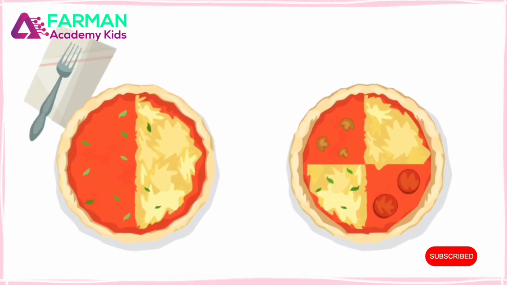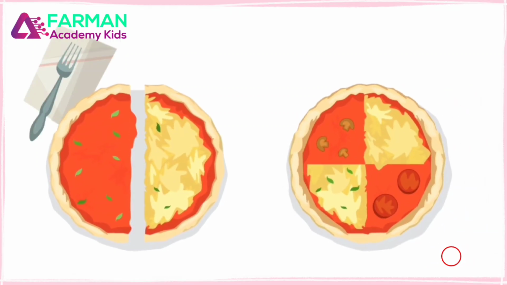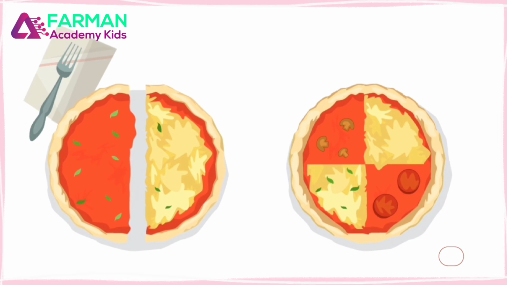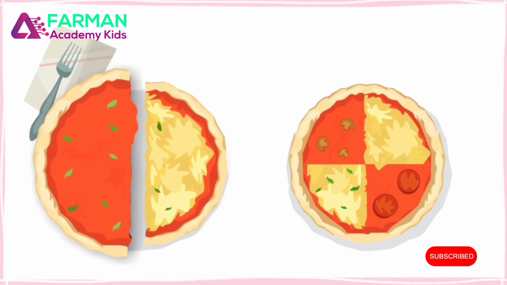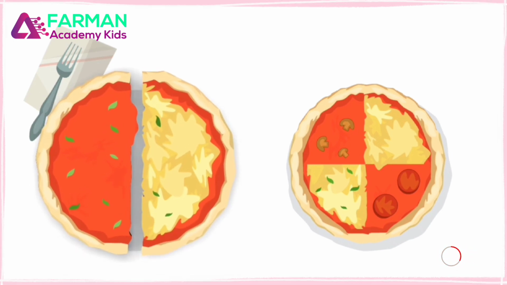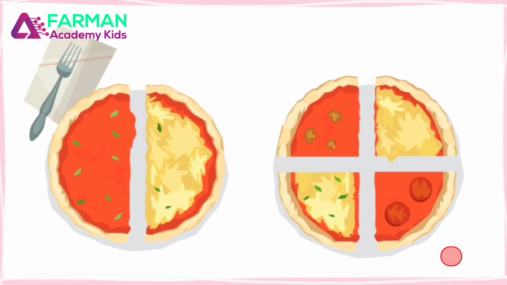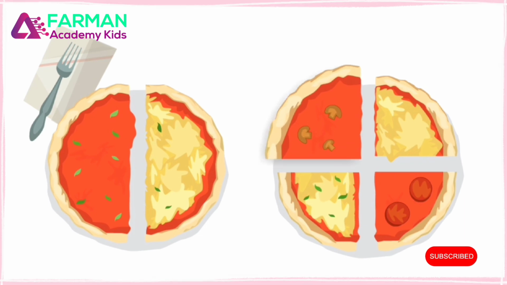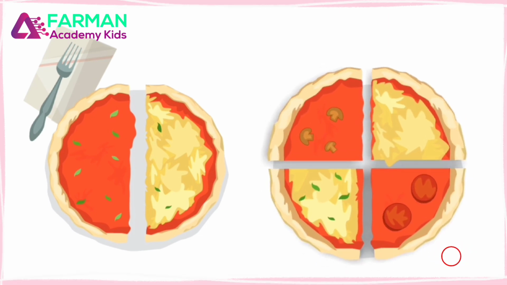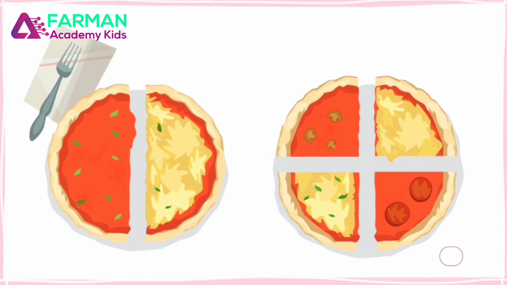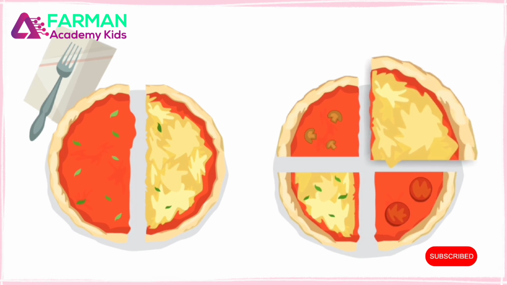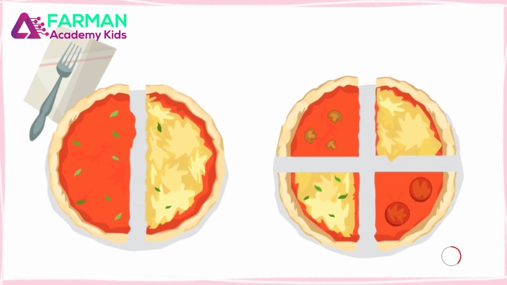It's a pizza party! If we cut a pizza into 2 equal pieces, it is cut in half. Each of these 2 pieces are half of the pizza. If we cut a pizza into 4 equal pieces, it is cut into fourths. Each of these 4 pieces are a quarter of a pizza. A quarter is smaller than a half, but both taste just as good.